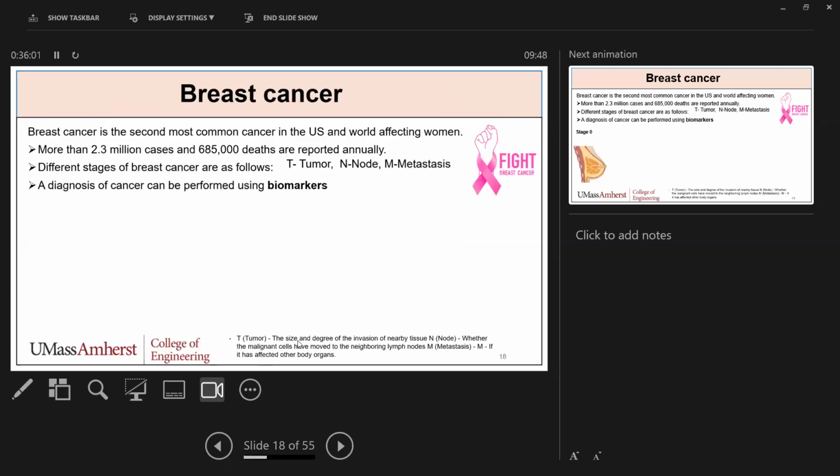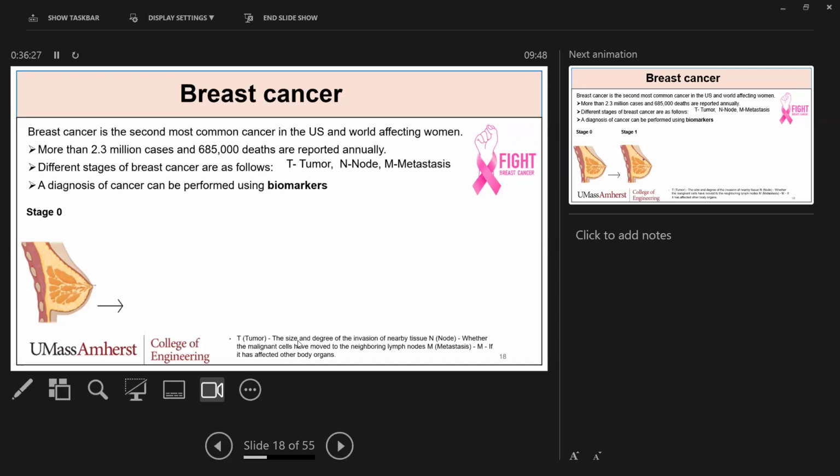And then breast cancer, yeah, we worked on the breast cancer. So I'll just explain briefly about the breast cancer. Breast cancer is the second most common cancer in the US, especially affecting women, and more than 2.3 million cases and 685,000 deaths are reported annually. Different stages of breast cancer are as follows.